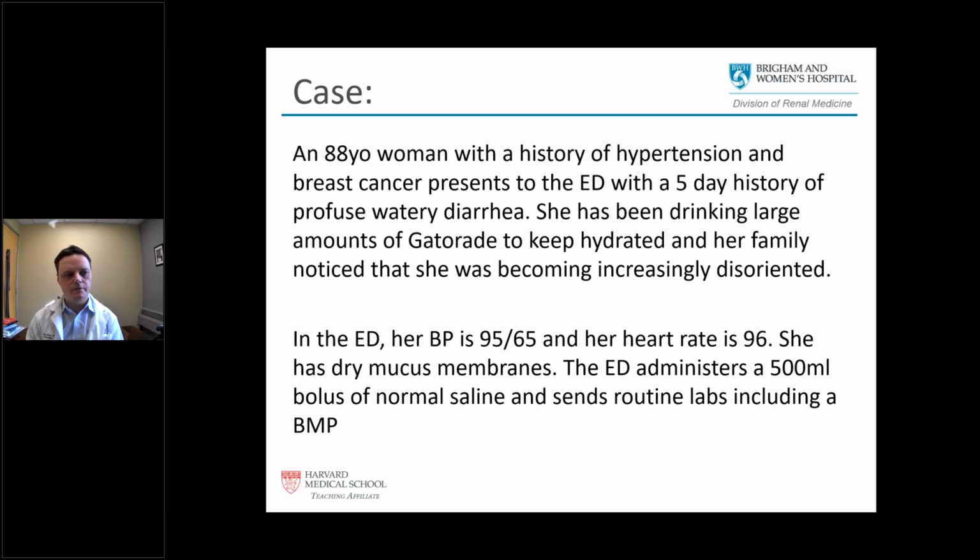So this is the case that we saw at the beginning of the presentation. And you'll understand now that this is the kind of case that gets me worried, because she looks like she's hypovolemic, and she's just been given a bolus of normal saline. So these are the patients who will overcorrect, unfortunately.